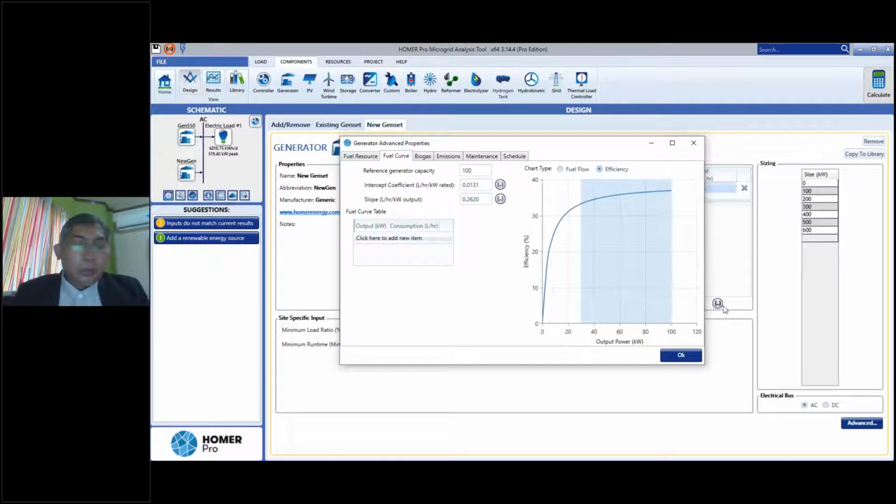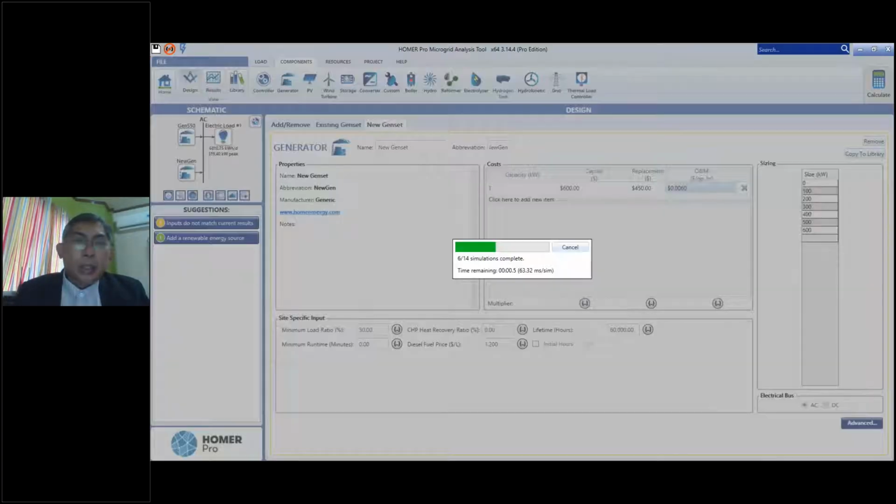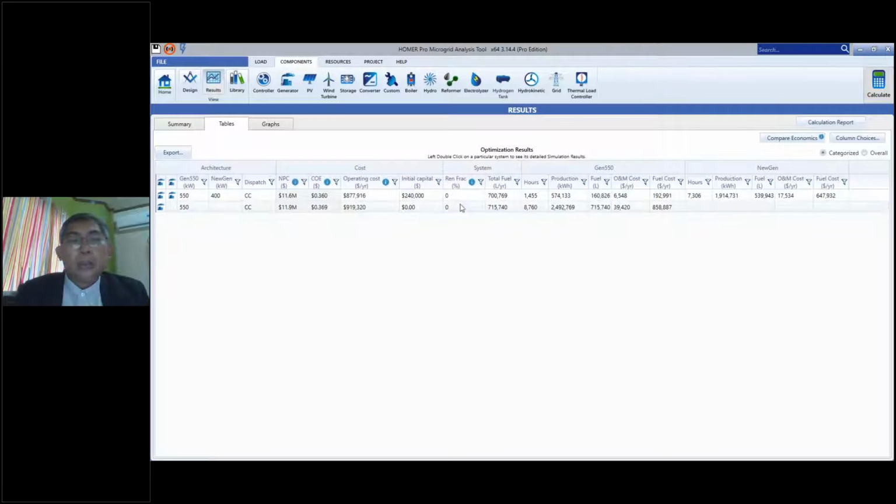Okay, so we also provided HOMER to select from several sizes from 100 to 600 in increments of 100 kilowatt. Now we have this configuration here with the new genset, and we'll let HOMER check if it's ideal to add a genset and at what capacity will be needed. So as a result, HOMER provided a 400 kilowatt genset as an ideal size, and it improves the cost of energy and also reduces the net present cost of that genset.